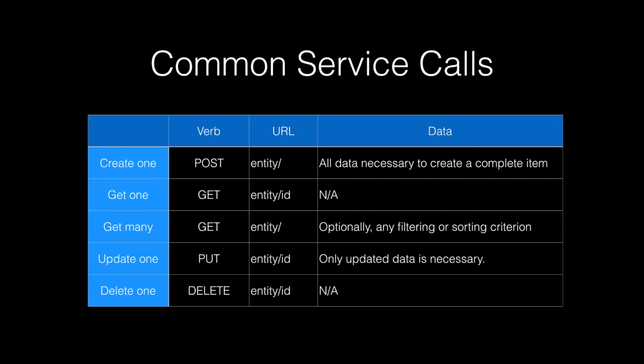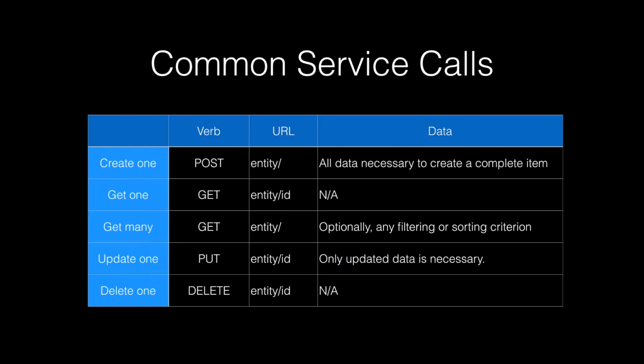Now with all of the others, notice that what we're doing with these is dealing with a specific existing instance of the entity. So with the get one, the update one, and the delete one, in all three of these, we call the entity endpoint, but we're also going to pass in the unique ID for the entity that we want to deal with.